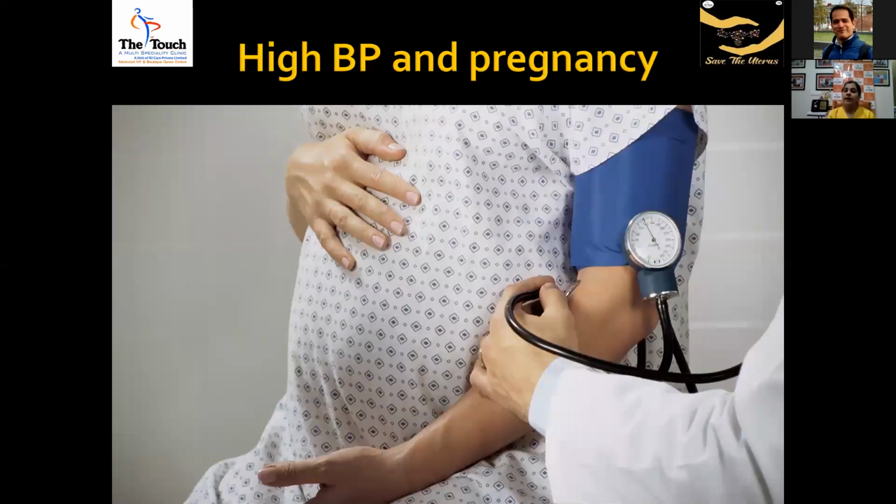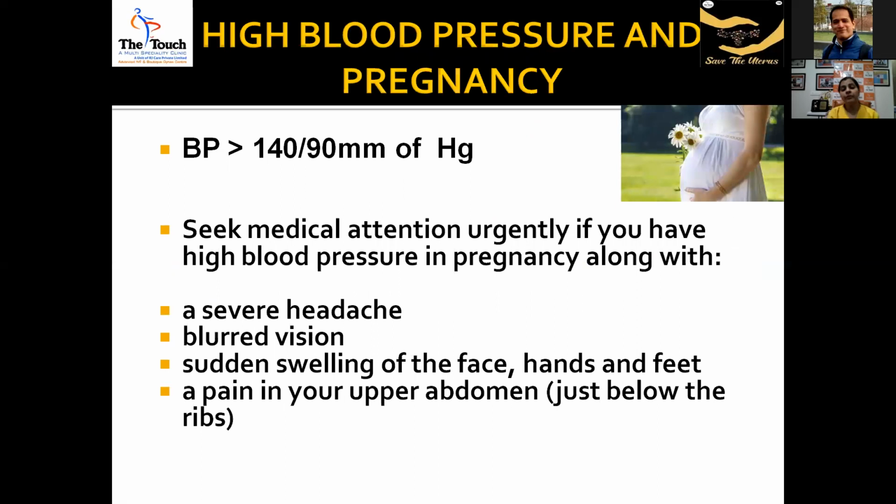Now coming to high blood pressure in pregnancy, around 10 to 15% of women in pregnancy may develop high blood pressure. Any blood pressure more than 140 by 90 millimeters of mercury is taken to be high blood pressure, and it's known as pregnancy-induced hypertension if it develops after 20 weeks of pregnancy. So booking blood pressures are very important.